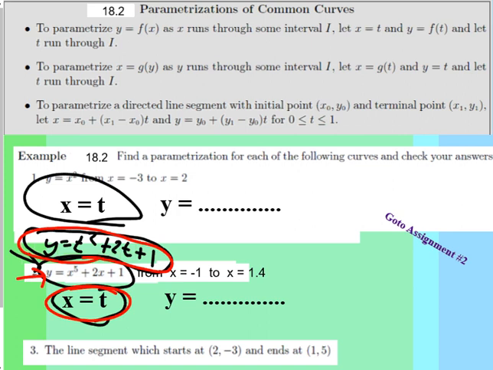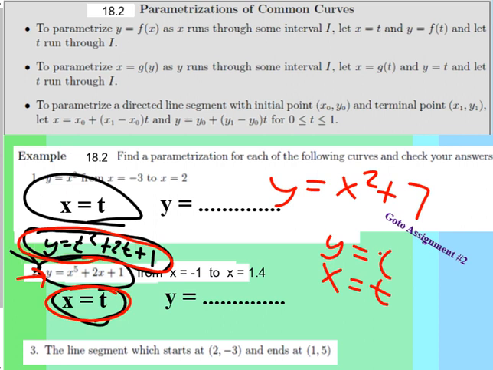Let's take a really simple one. y equals x squared plus 7. You know what that looks like. It's a parabola shifted up 7, right? What if you want to make it into a parametric? Just say x equals t, and then you need another equation, y equals something with t in it. Since x equals t, see how easy this is? All of a sudden, this is just t squared plus 7. Do I have a parametric? Yeah. The only thing I don't have is my domain.